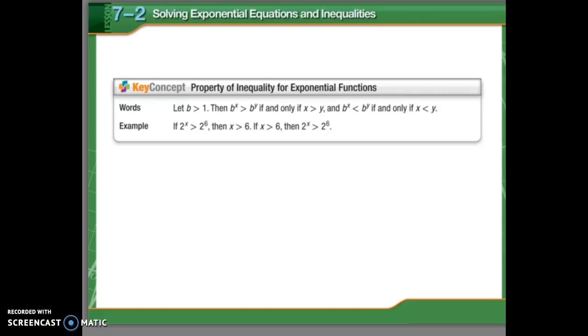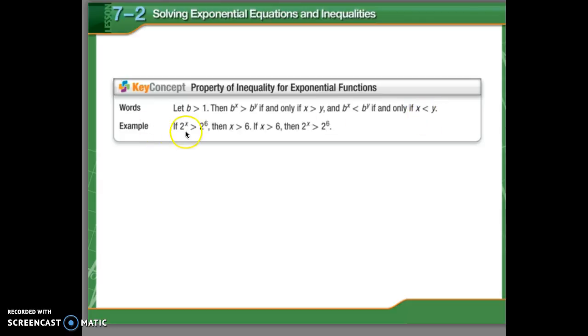Last thing we're going to talk about in this lesson is the inequalities for exponential functions. It says if b is greater than 1, then b to the x power is greater than b to the y power if and only if x is greater than y. And also b to the x is less than b to the y if and only if x is less than y.